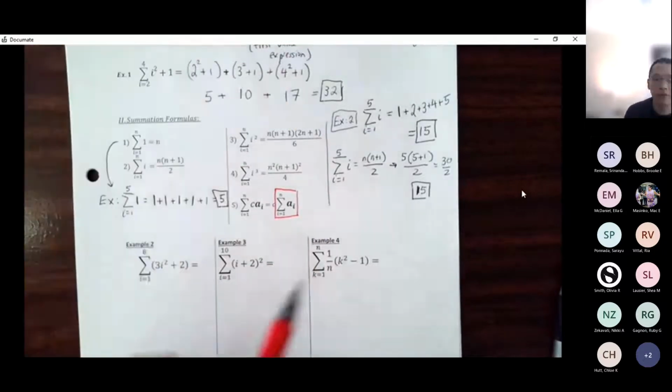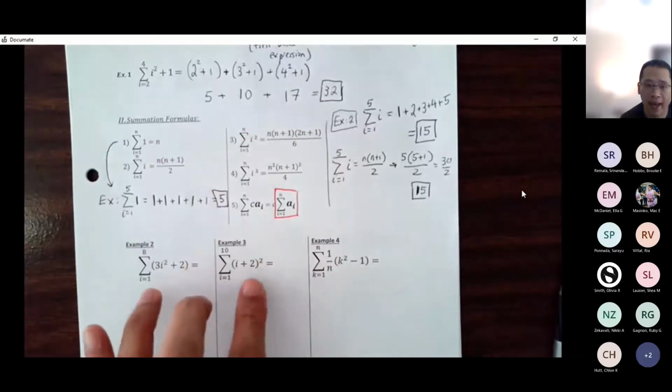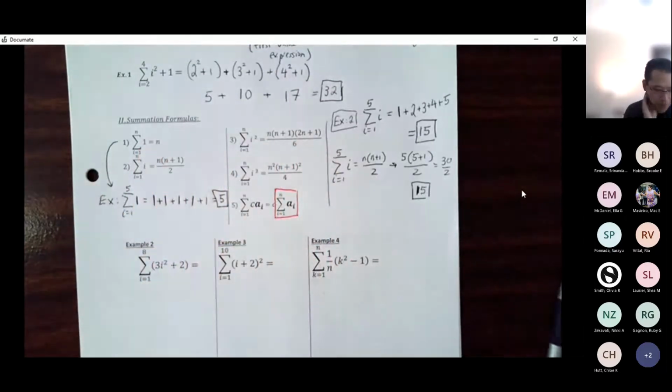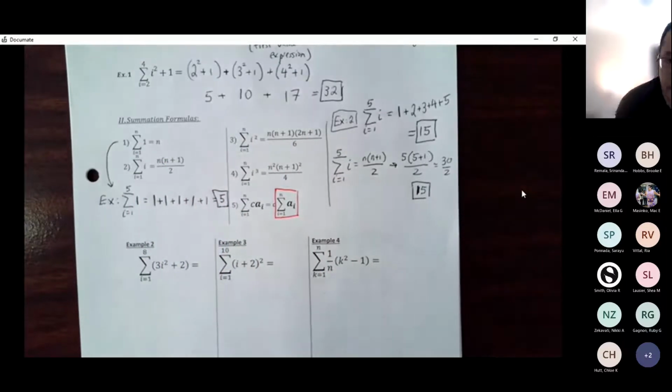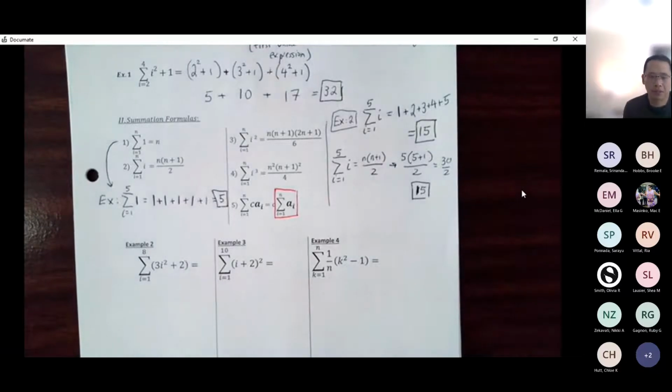Okay, so examples 2, 3, and 4, we're really just going to be practicing these summation rules. We don't want to be adding them by hand. We really want to take advantage of these summation formulas. Okay, so here's example 2.